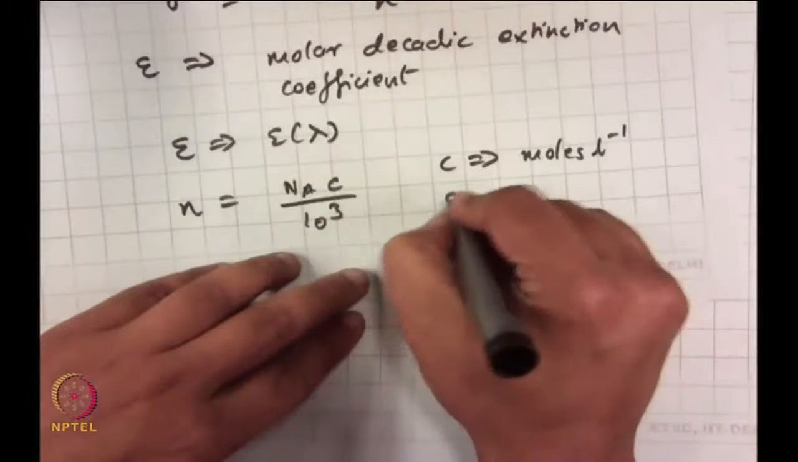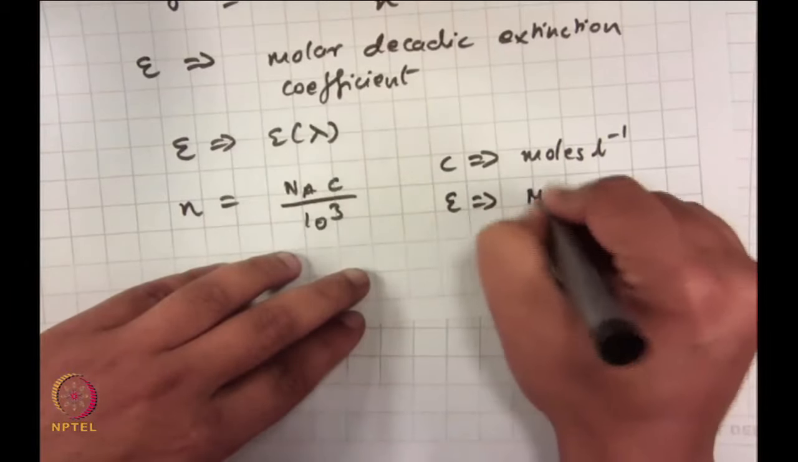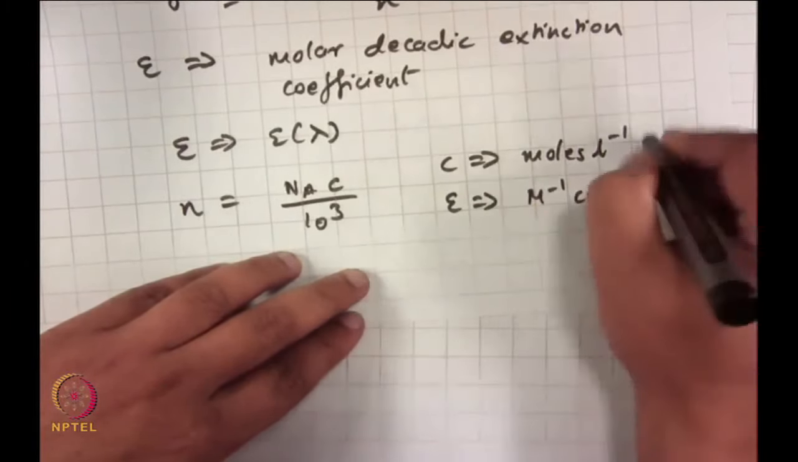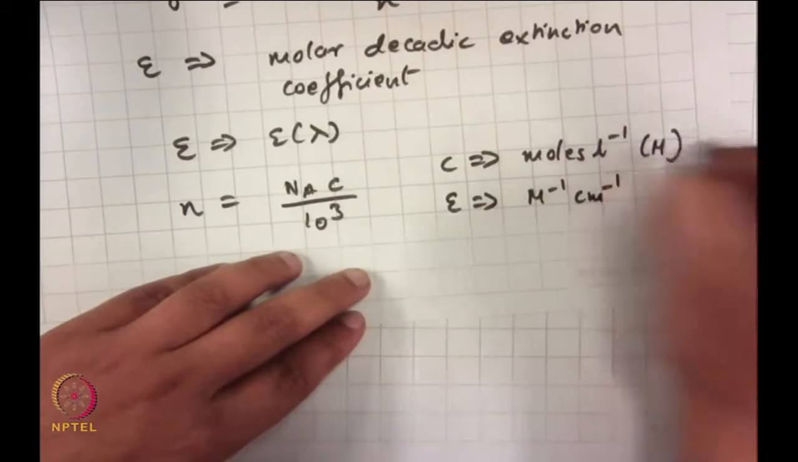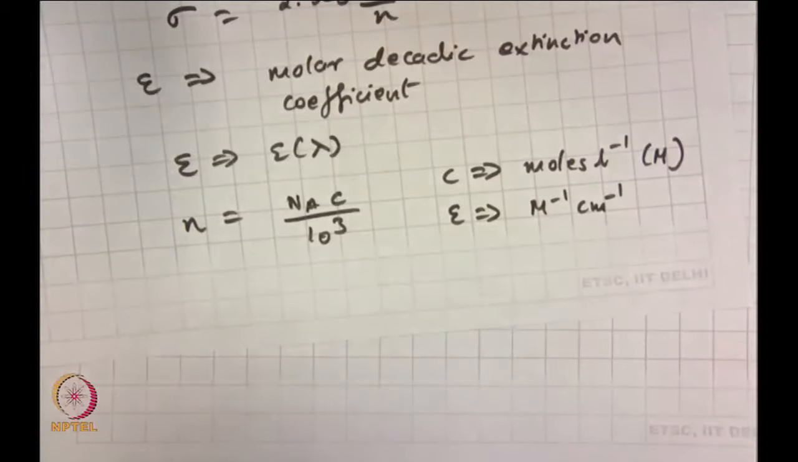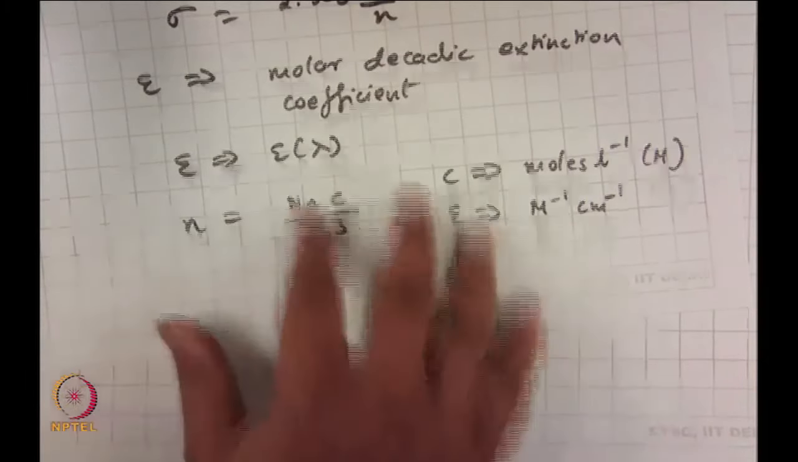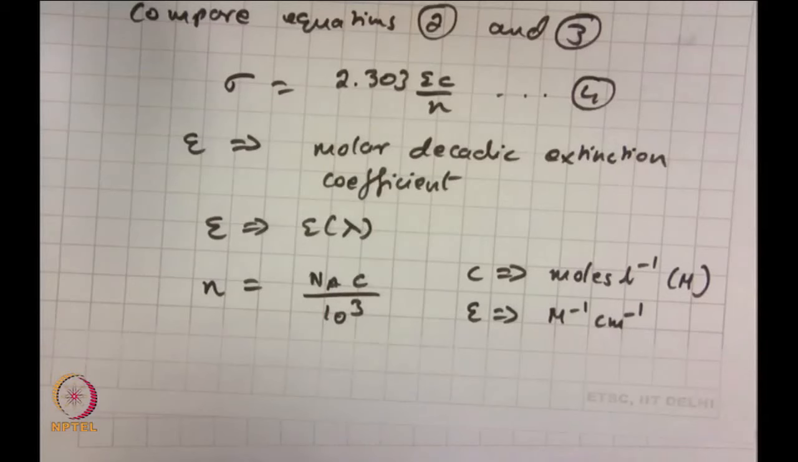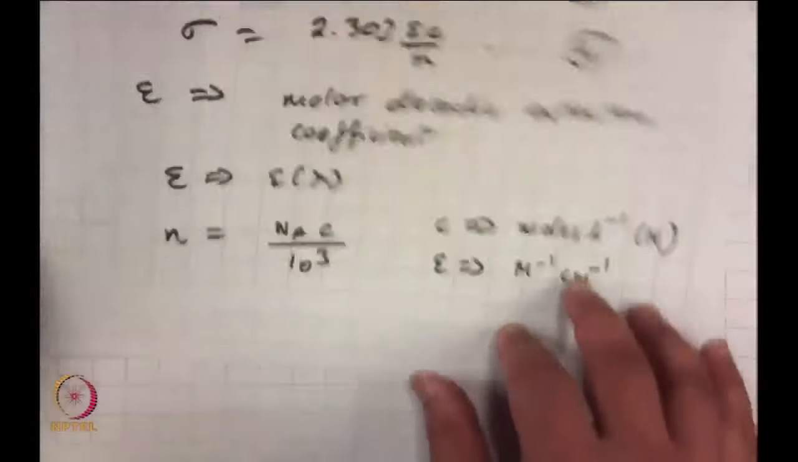So, epsilon comes in mole inverse centimeter inverse, and c is in molar. You can understand one thing: log of I0 by I, should it have any units? It should be unitless, right? Where it is a ratio of two similar things, it should be unitless, no unit out there. Okay. So, that is how you get this.